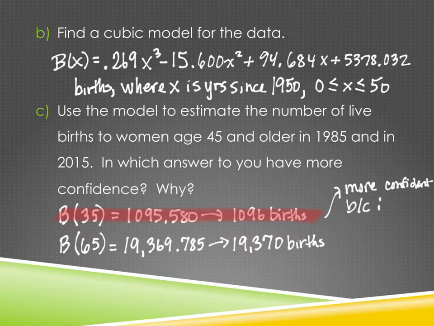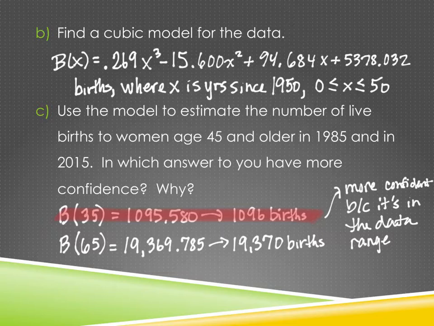And it's because it's in the data range. Or you could say because it's interpolation. The other one's extrapolation, right? So while it's true that we also probably are more convinced because 1,096 kind of lines up with the data better than 19,000, that's really not why. We could just as likely have gotten a very believable answer for the year for 2015, and still we should not be as confident in it as the one for 1985. Okay? Any questions on that?